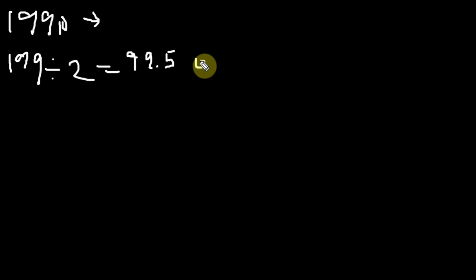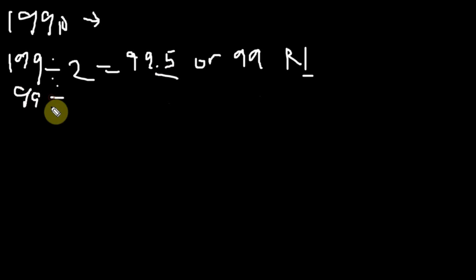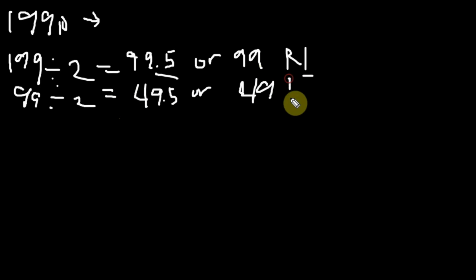Now instead of putting 99.5, we will put it as 99 R1. Now the R1 signifies that there is a leftover which you cannot use as our next dividend. And again, we'll use 99 and divide it by 2. So that is equal to 49.5, or 49 remainder 1.